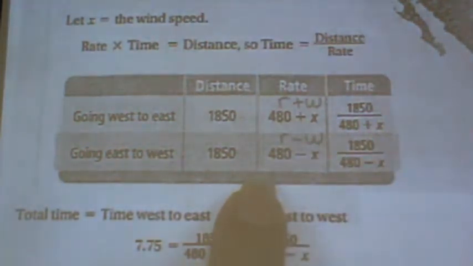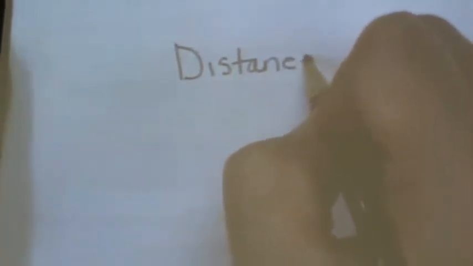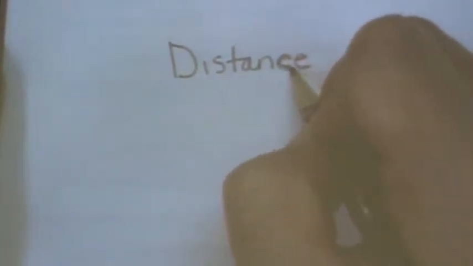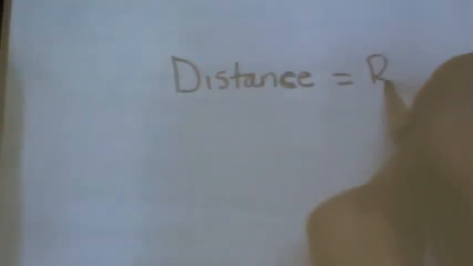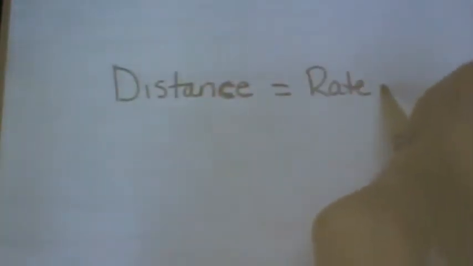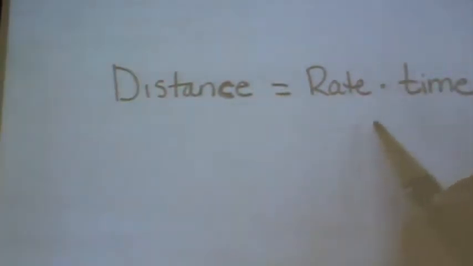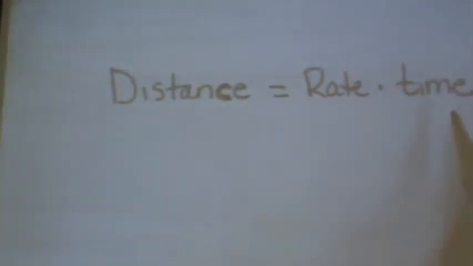Now I want you to look at this formula. Distance is equal to rate times time. If I had information on the time, how do I solve for time?